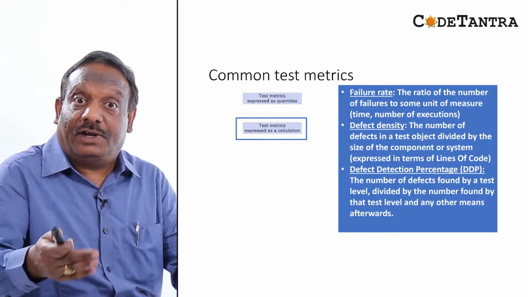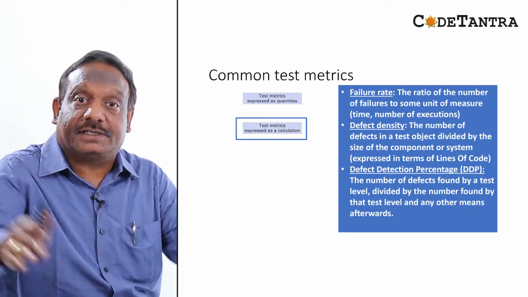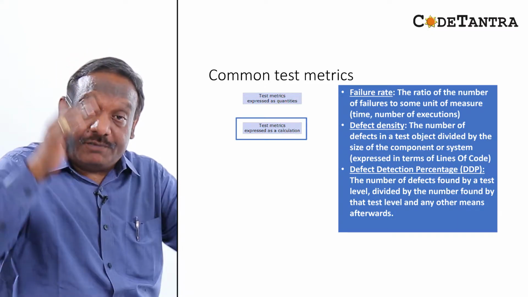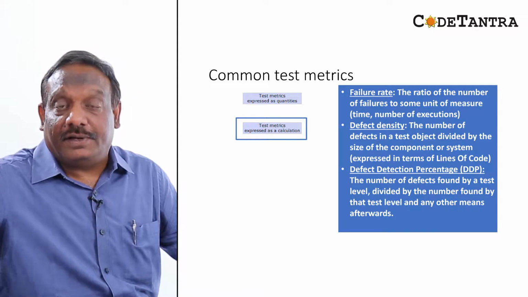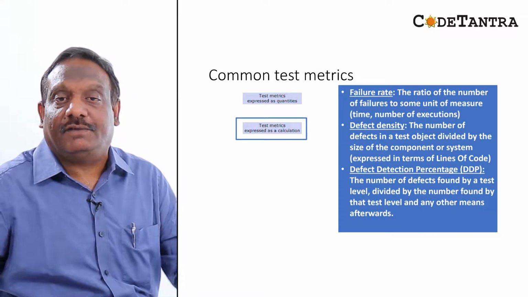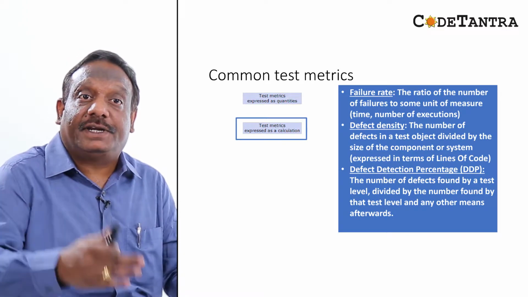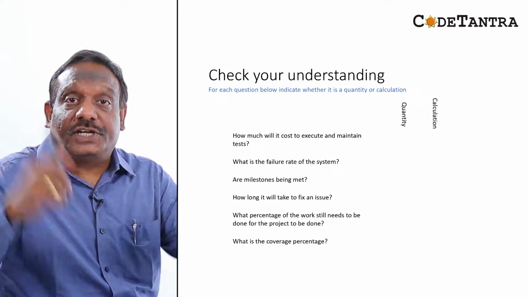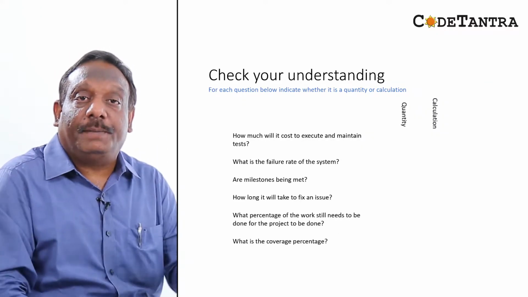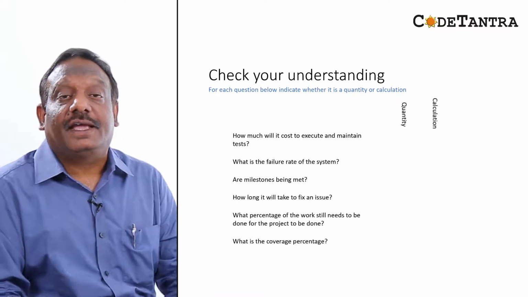Then system level DDP is equal to the number of defects found during system test divided by the number of defects found during system test plus all the levels that will follow this level. So that is how we calculate. These are all important metrics, but these metrics are expressed as calculations. So let us check your understanding on which metric below is a quantity based metric and which one is calculation based.